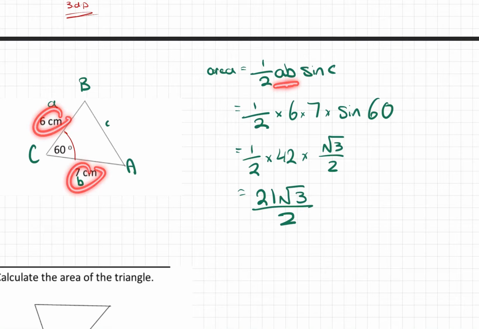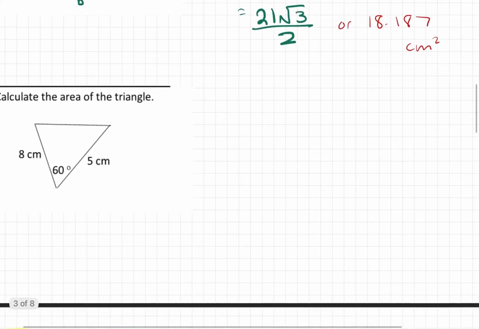So 6 times 7 is 42. Sine C is sine 60. I know it's the square root of 3 over 2. So on your calculator, you could do, I've done it here, 21 times the square root of 3 over 2. Or when you type it all in, 0.5 times 6 times 7 times sine 60. Yep, you get the same thing. Or if you want to do it to 2 decimal places, 18.187 centimeters squared.